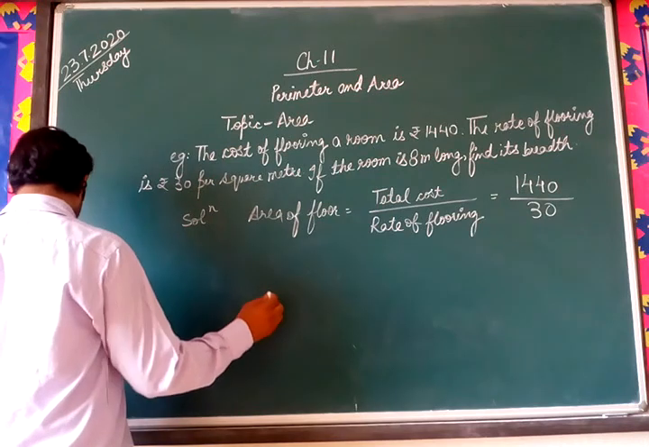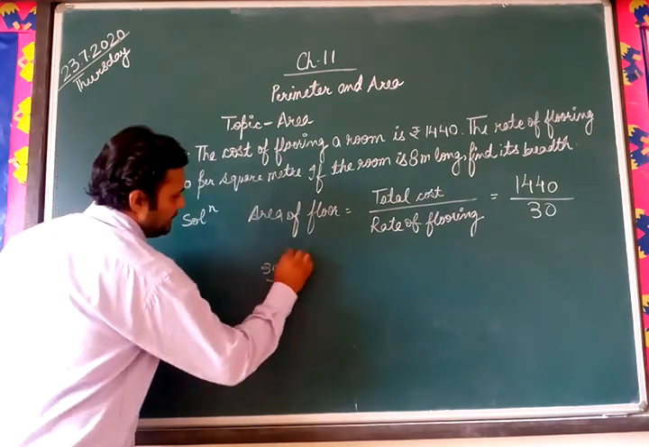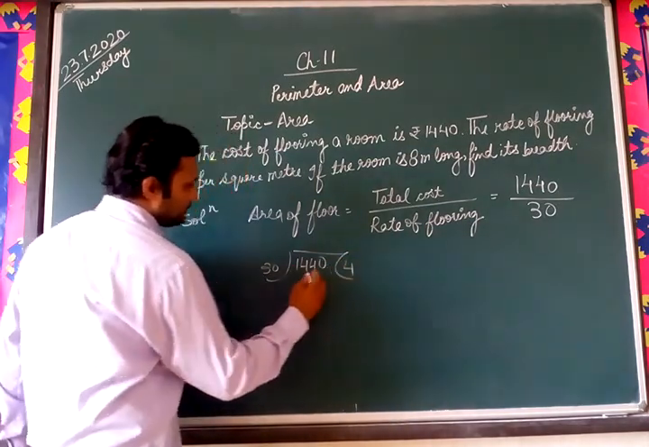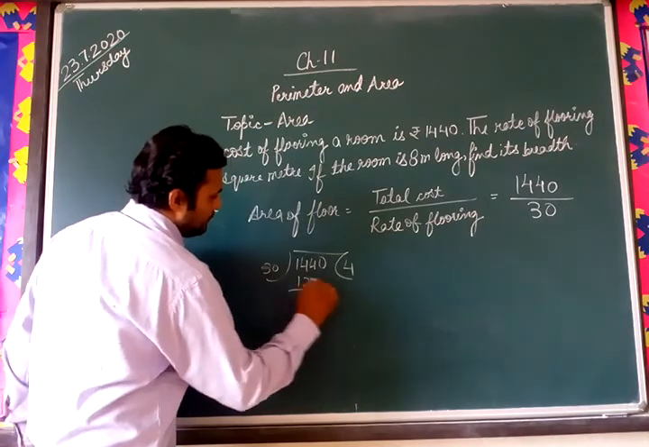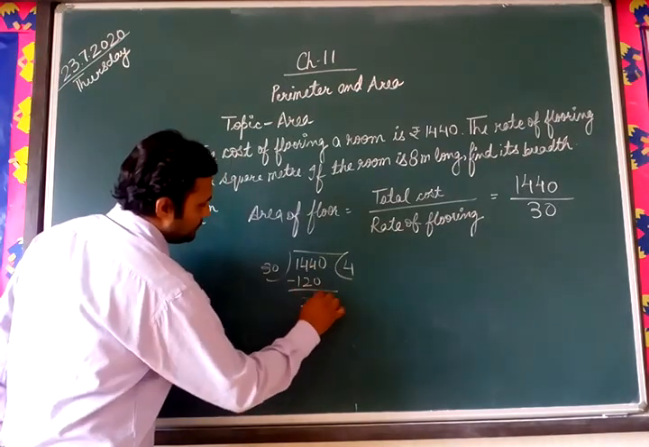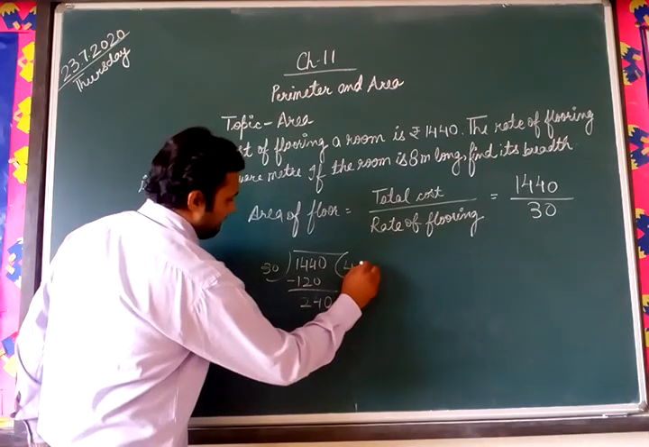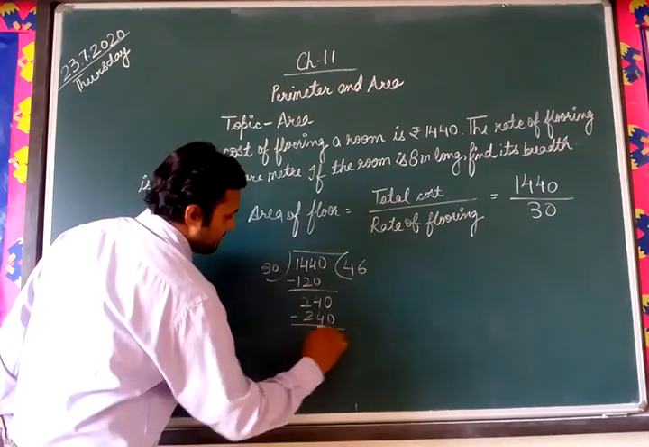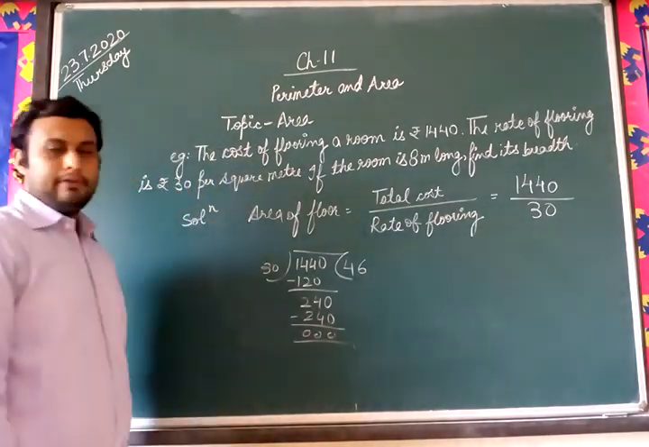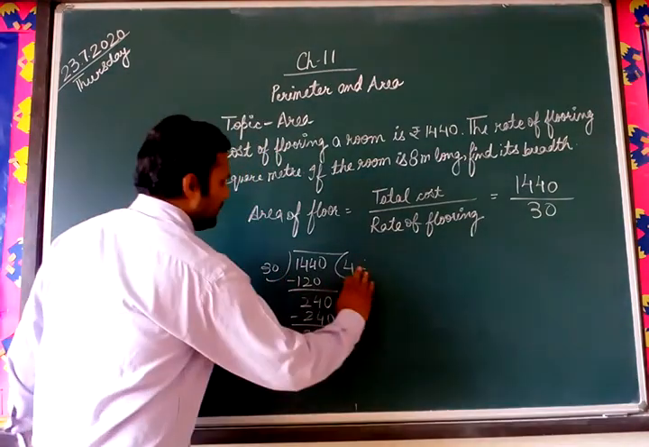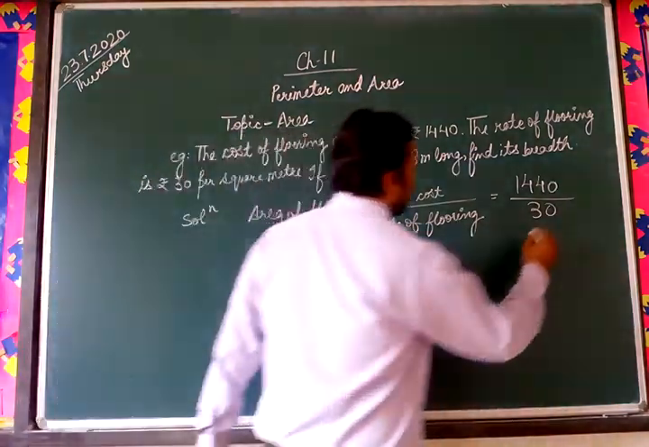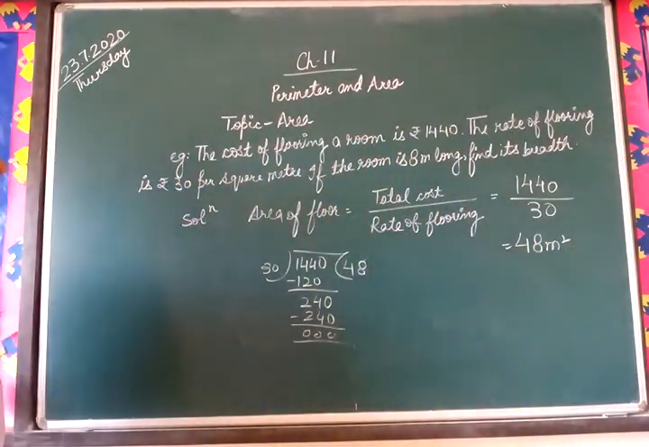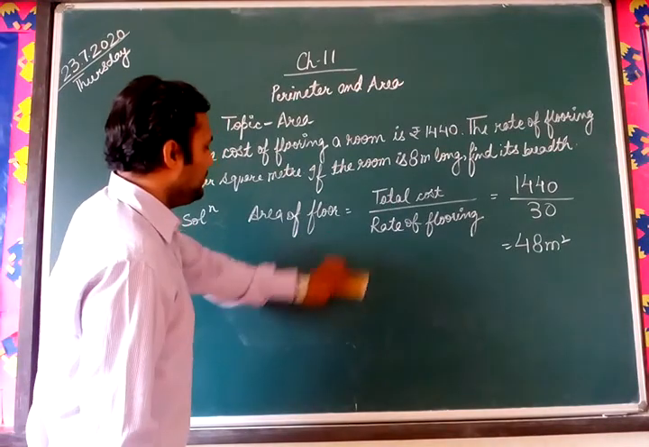So we have to divide in the rough work. 1440 divided by 30, 30 times 48 is 1440. So the area we got is 48 meter square. It is the area we have found out, 48 meter square.